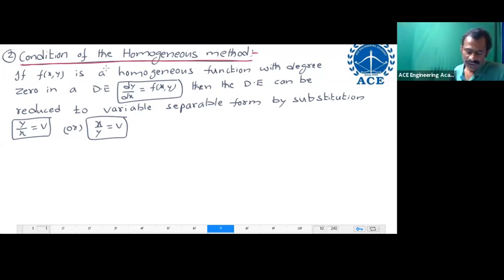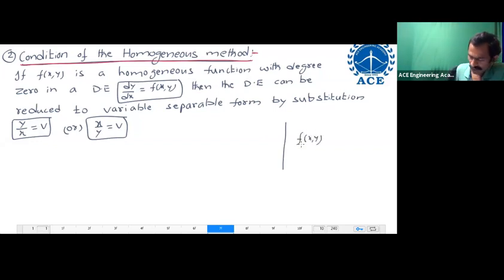So if this condition is satisfied, then we can solve the problem by the homogeneous method, or indirectly by the variable separable method. In the differential equation dy by dx equal to f of x comma y, if this f of x comma y is not in variable separable form, then we check whether it is a homogeneous function with degree 0 or not. If it is, then we can reduce f of x comma y to variable separable form, so that we can solve the problem by the variable separable method. The reason for this is like this.